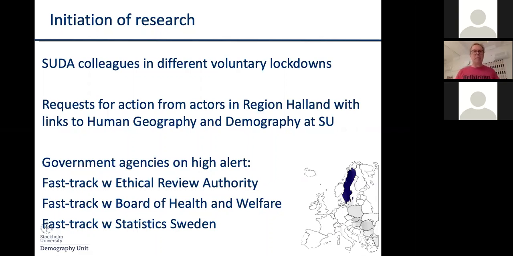During this time, a few colleagues and I got a request from a region in southern Sweden, Region Halland, where the key actors, both the central government representative and the local region representative, had a background in human geography and demography. They wanted us to start doing some quick research on the key risk factors so that they knew what countermeasures they could take when the pandemic may reach Halland.